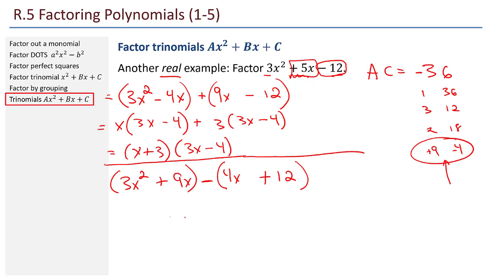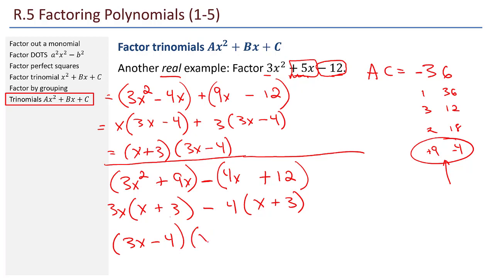Let's continue. From the first 2 terms, I can pull out 3x, and that leaves me x plus 3 minus, from the next two terms I can pull out a 4, and that leaves me x plus 3, and so I have 3x minus 4 times the quantity x plus 3. And this is interesting. I've ended up at the same final answer, but my two factors have switched places. That's what happens when you switch the two places of the inside terms.